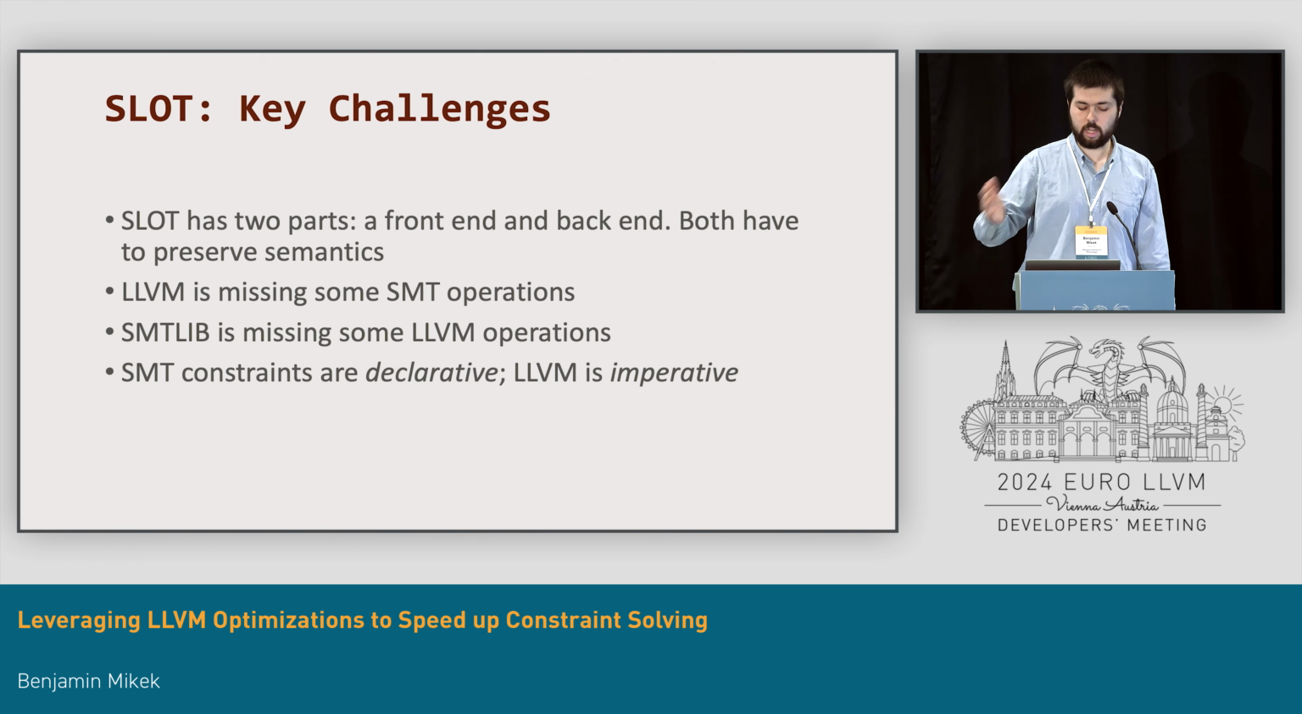There are a few important challenges to this. So I mentioned we have a front-end translation and back-end translation. Each one of those needs to preserve the semantics so that we end up with a constraint that has the same satisfiability at the end as where we started. And because SMT constraints are used for a lot of formal verification, it's really, really important that we get this exactly right for every case. There are some operations in LLVM that are missing in SMT-LIB and vice versa. And also there's the fact that SMT-LIB constraints are declarative. So they don't have this imperative structure, they don't have an ordering, whereas LLVM IR, of course, is imperative.